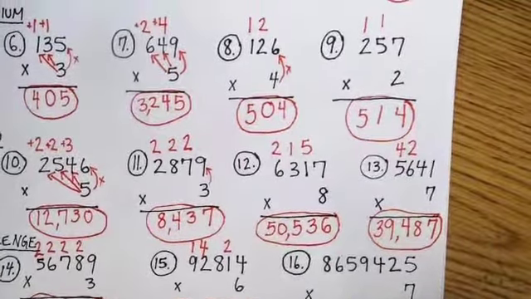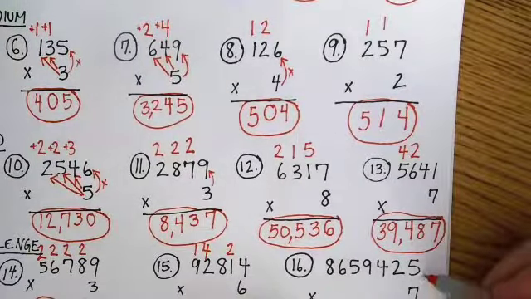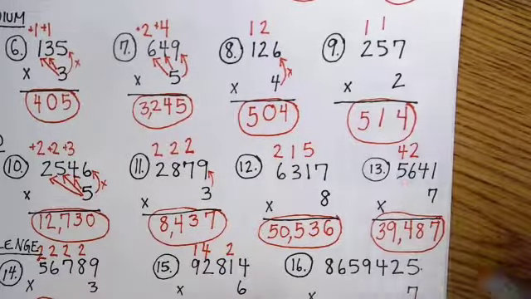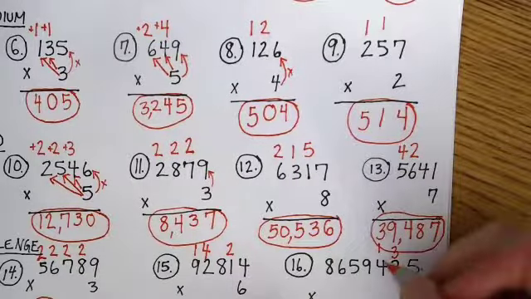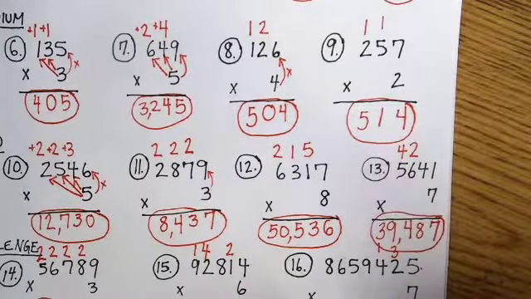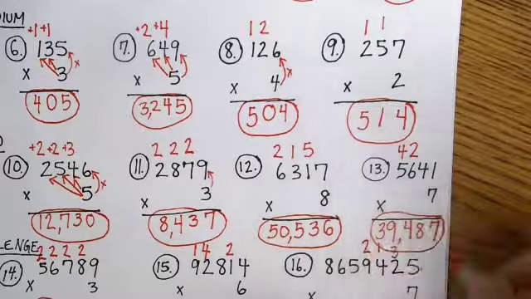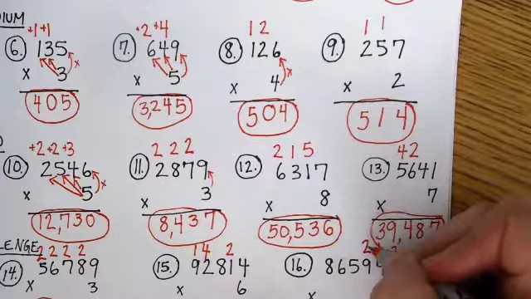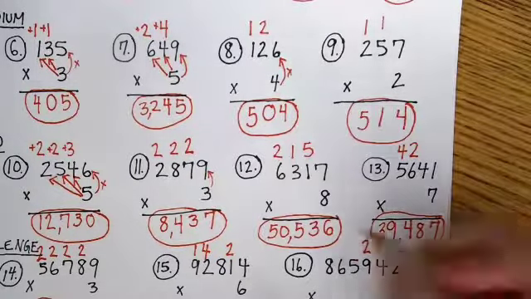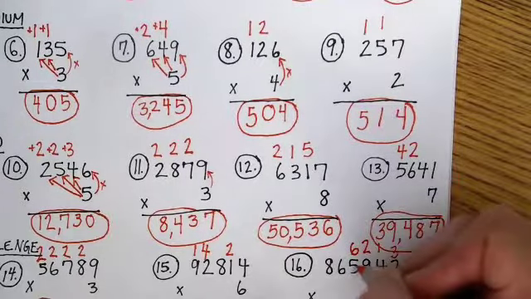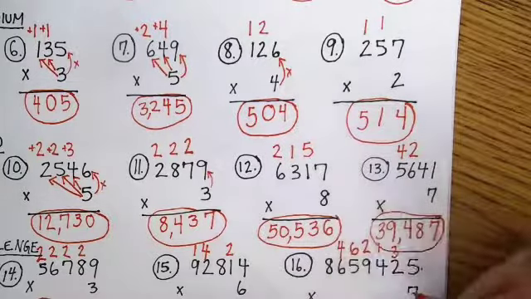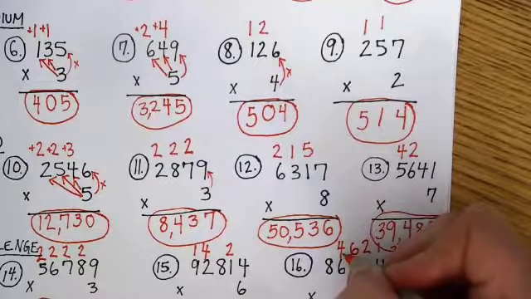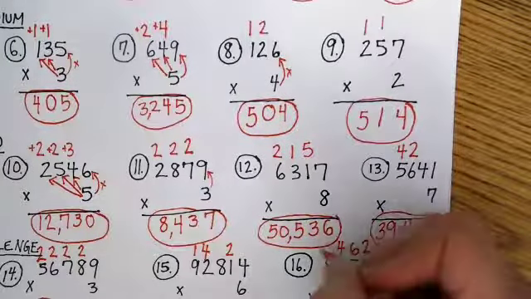Next. 7 times 5 is 35, put down the 5, carry the 3. 7 times 2 is 14, plus 3 is 17, put down the 7, carry the 1. 7 times 4 is 28, plus 1 is 29, put down the 9, carry the 2. 7 times 9 is 63, plus 2 is 65, put down the 5, carry the 6. 7 times 5 is 35, plus 6 is 41, put down the 1, carry the 4. 7 times 6 is 42, plus 4 is 46, put down the 6, carry the 4.